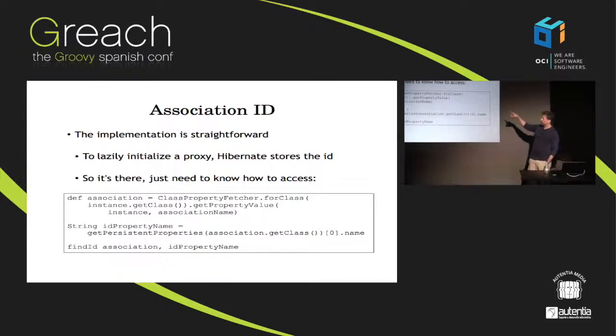It uses a caching mechanism so that you don't create a new one every time, because it caches some lookups. So you get the property fetcher for the class, and that's probably going to give you one that was already created earlier on. Then that's going to give you the property value. The association in this case is the author. So now I've got this author object that I retrieved in a way that didn't initialize the object in the database.